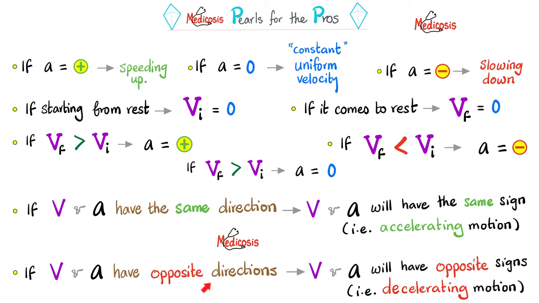They are testing you on this point right here. If velocity and acceleration have opposite signs, for example, velocity is positive but acceleration is negative, it means we're decelerating, just like the ball that came to a stop.